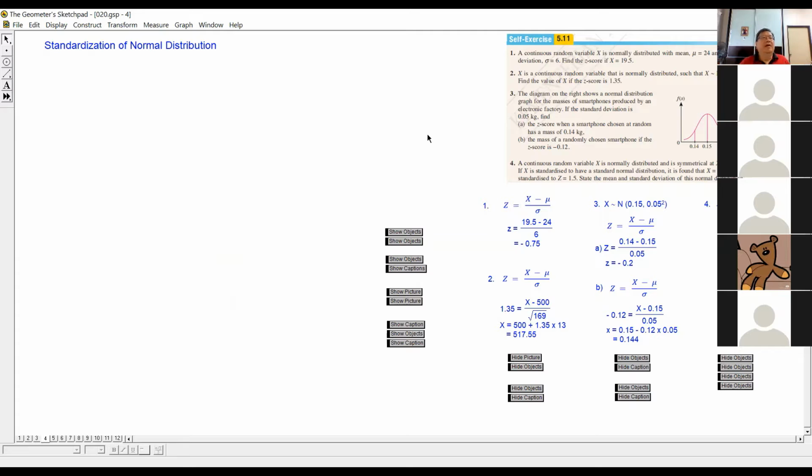Okay, right. Now, we know that there are many normal distributions. Each normal distribution has its own mean and variance, or mean and standard deviation. So all the normal distributions are different. If you want to find the area under the graph, you have to do integration. Integrate from here to here, find the area.